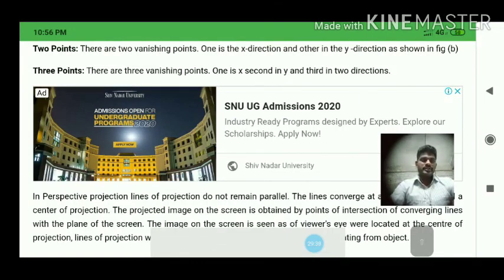And I already discussed what the vanishing point is. I also discussed perspective projections, the appearance of the object on the screen, what the center point is, what the convergence is. When the lines are joined at some particular point, it is called a center point, or that point can be called a converging point, converging of all lines. This type of projection is called perspective projection.